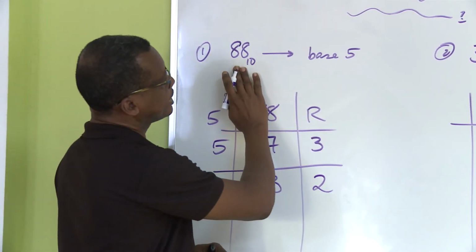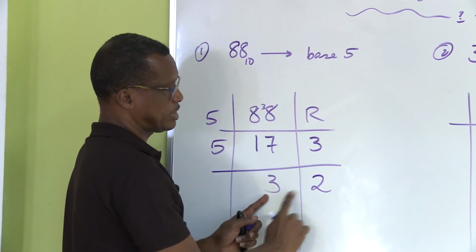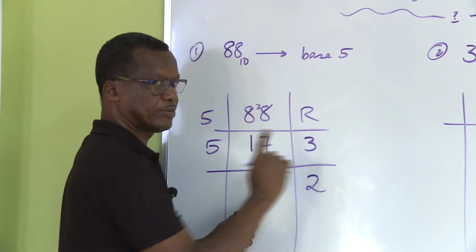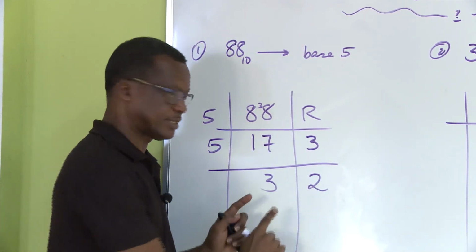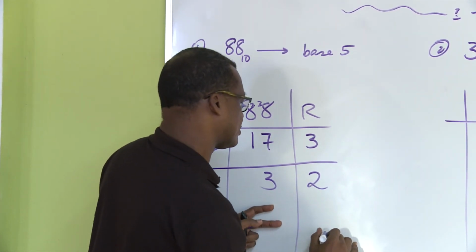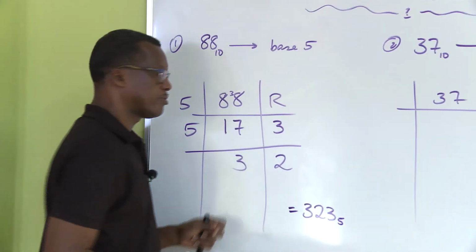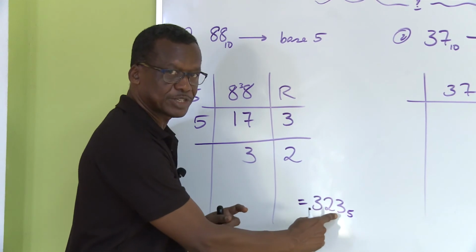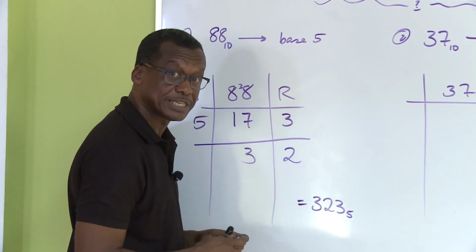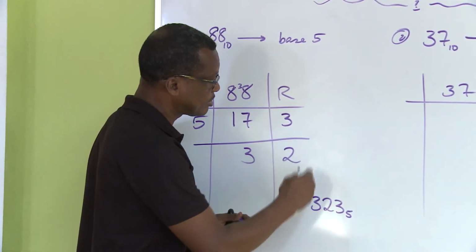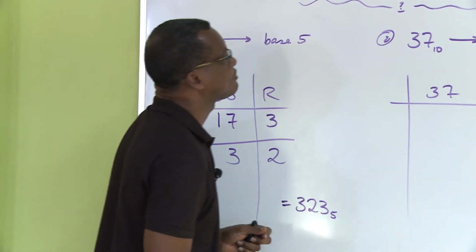So 88 in base 10 to base 5 would be 3, 2, 3. We always start counting from the bottom. And remember, this is not 323 because it's not in base 10. So we have to call out all the digits, 3, 2, 3, base 5.